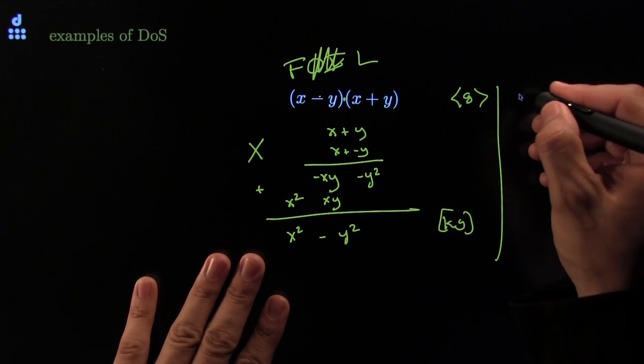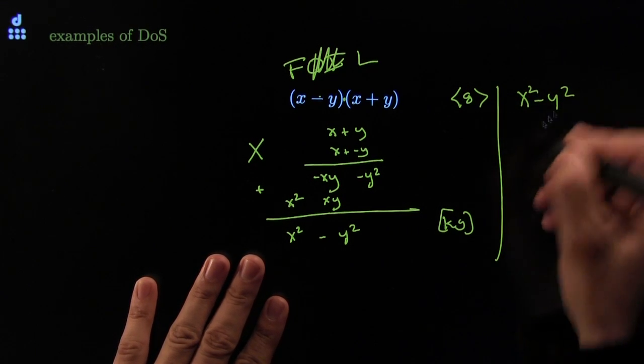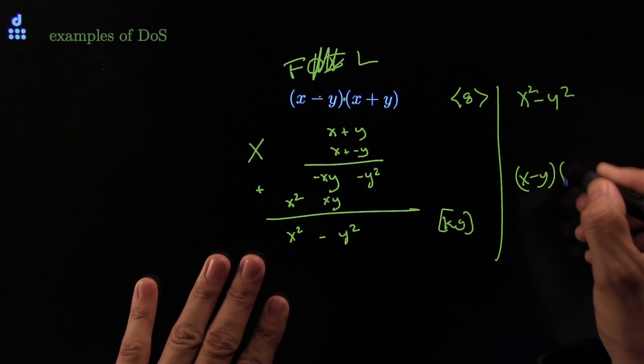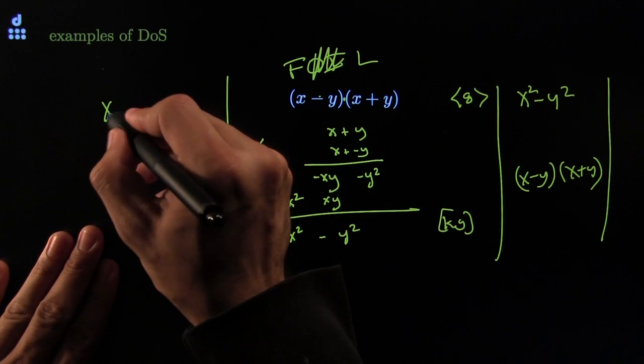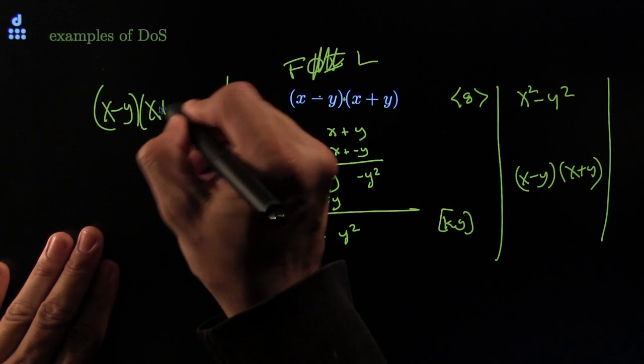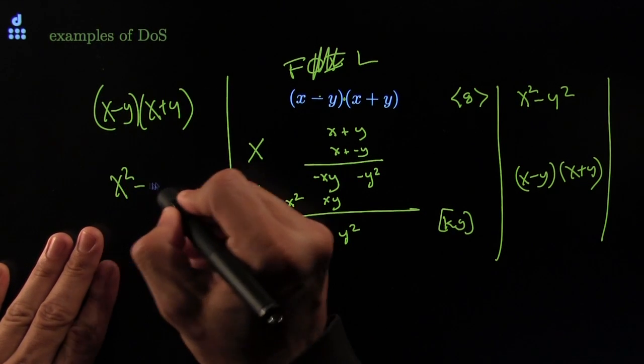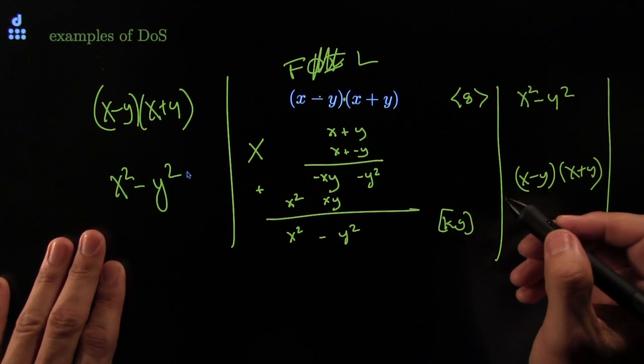You can go both ways. x squared minus y squared, well, that's x minus y times x plus y. Or you can go the other way. If you have x minus y times x plus y, clearly that would be x squared minus y squared, difference of squares.